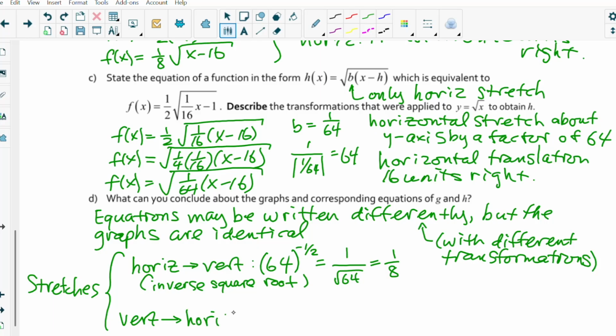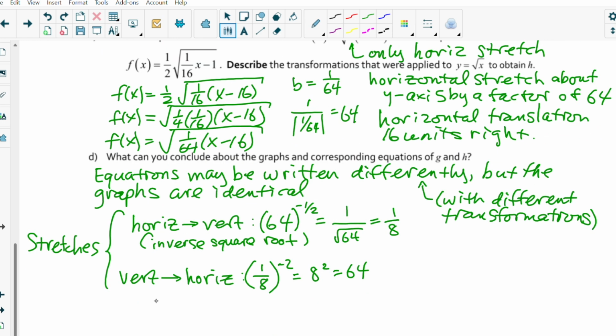When I go from vertical to horizontal, how does it transform? Or what is the mathematical relationship? I go from 1/8, and how do I manipulate this? I raise it to exponent -2, and that is 8 squared equals 64. So this is an inverse square, not square root, but inverse square relationship.